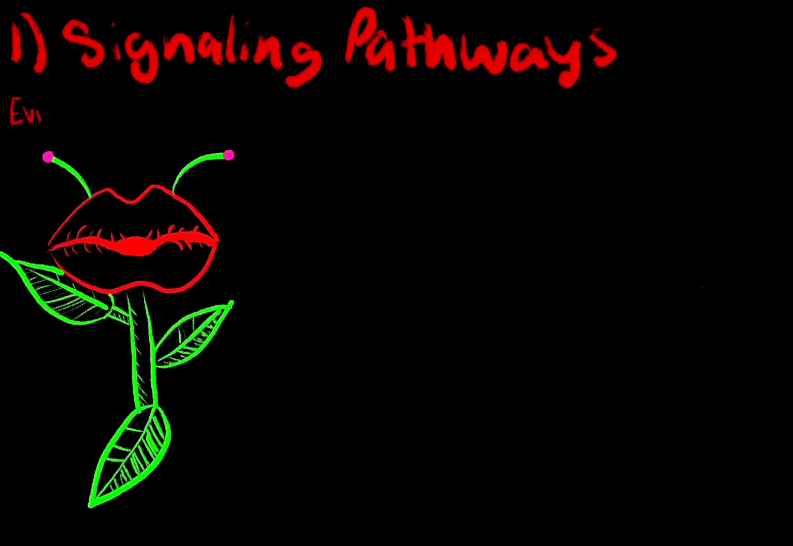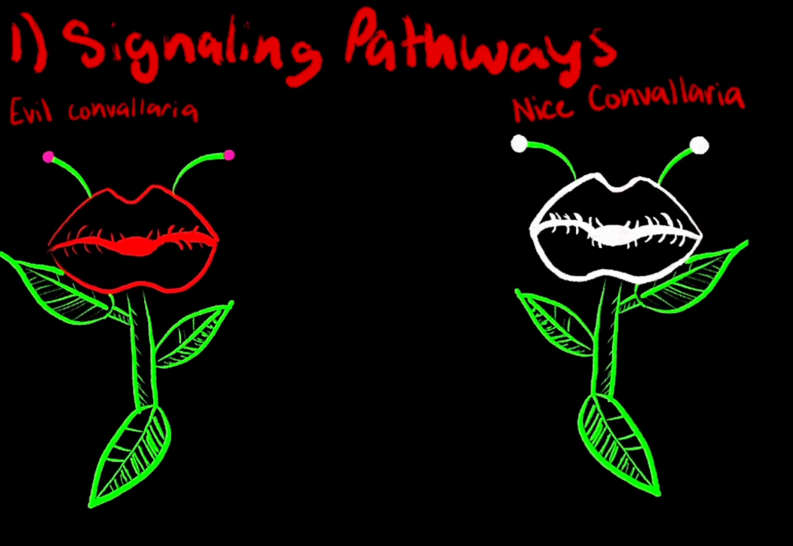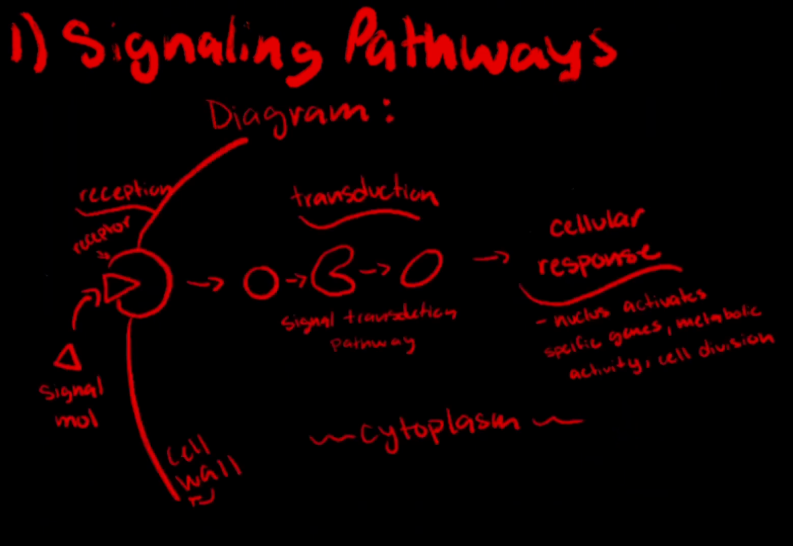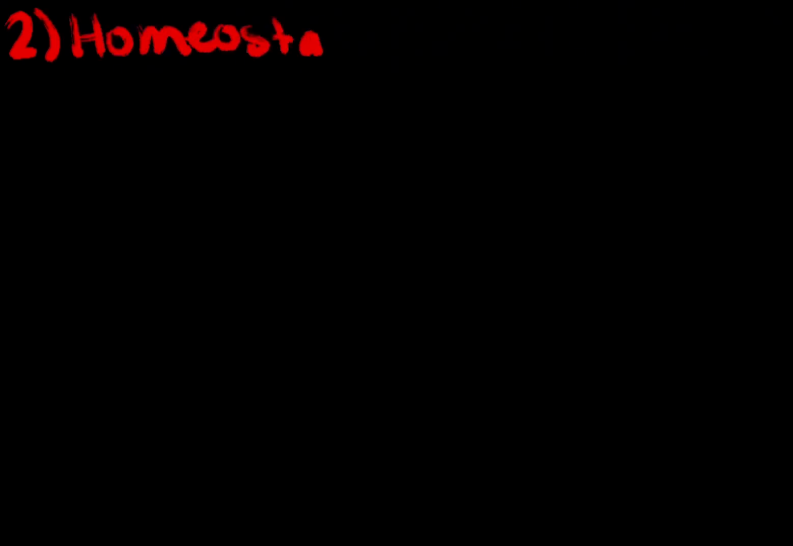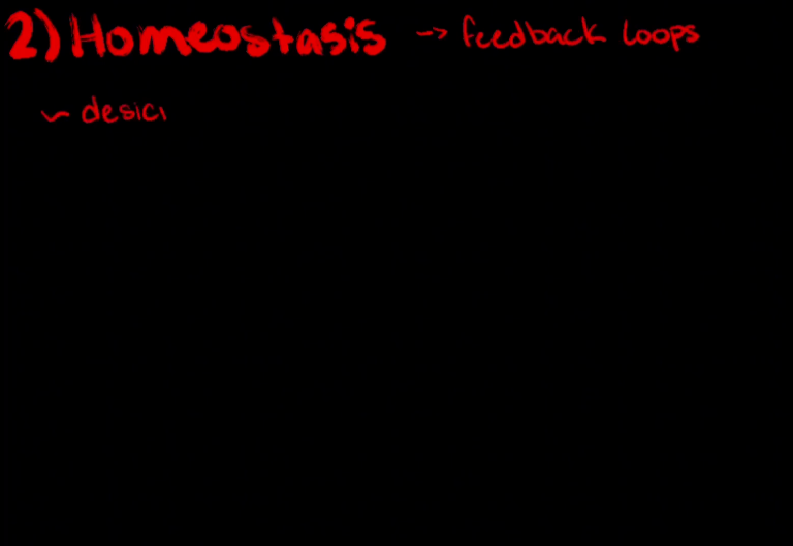Now, evil convallaria contains both plant and animal cells, so the way it signals cells may be different from other plant-like organisms. However, it does act differently when around different species of convallaria. For example, nice convallaria has strictly animal cells, and if evil convallaria is nearby it, it will signal like how animal cells signal. For feedback loops, our organism is sort of a master of detection and can sense change in its environment and makes decisions based upon those changes.